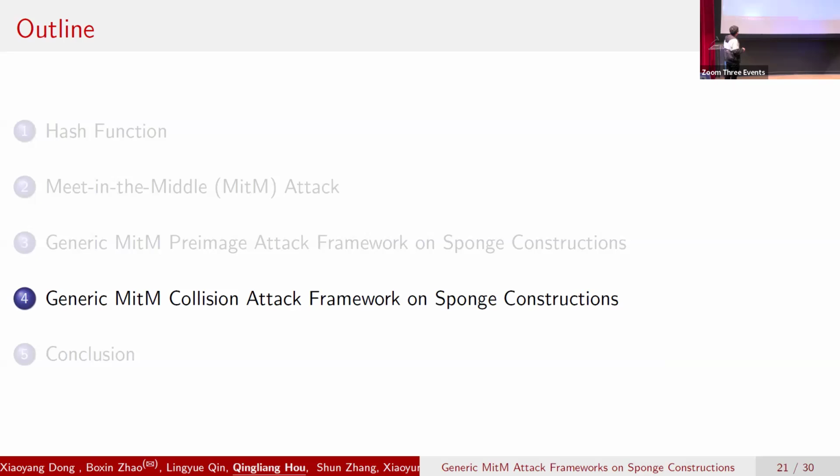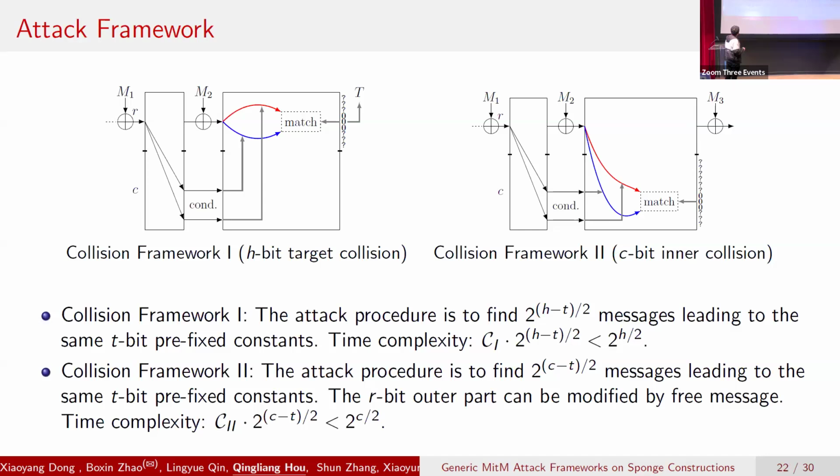For the collision attack, we also improve Chin's model to be more general. We provide 2 collision frameworks. For collision framework 1, the attack procedure aims to find 2 messages leading to the same hash targets directly. Well, for the second one, it aims to find a collision at some internal states.